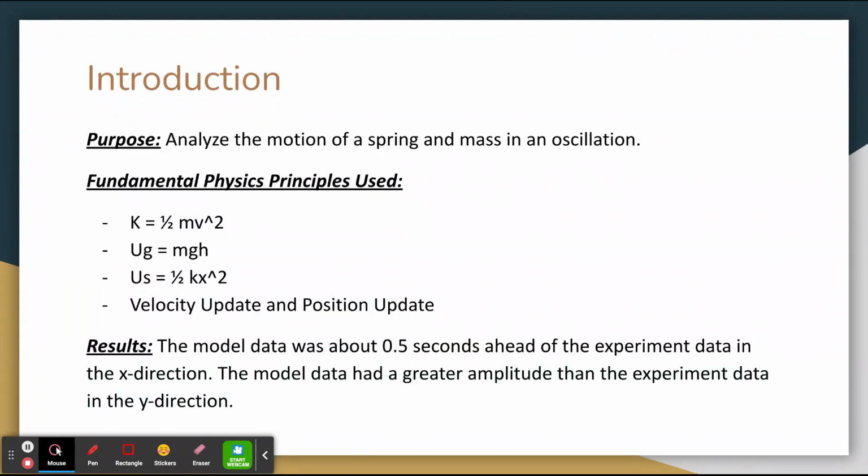So, our introduction. The purpose of this lab is to analyze the motion of a spring and mass in an oscillation. The fundamental physics principles we use are kinetic energy, 1/2 mv squared, gravitational potential energy, mgh, and spring potential energy, 1/2 kx squared. This is to analyze the motion as we get the position and velocity of the spring and mass. And then we also use our velocity update and position update to actually get these position and velocity values.